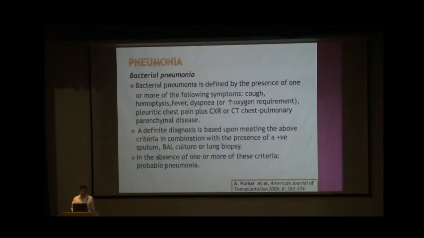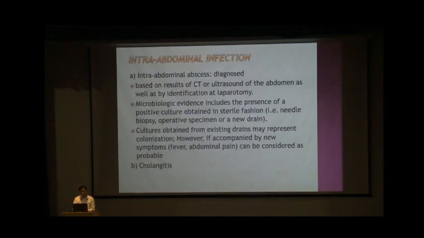Bacterial pneumonia: how to define this in the setting of organ transplantation? Pneumonia is defined as the presence of one or more of the following symptoms, along with chest X-ray and CT scan showing pulmonary parenchymal disease. The definitive diagnosis is based on meeting the above criteria in combination with a positive culture from either sputum, bronchoalveolar lavage or lung biopsy. In the absence of one or more of these criteria, we should use probable pneumonia. We can still consider them as sepsis from lung origin.